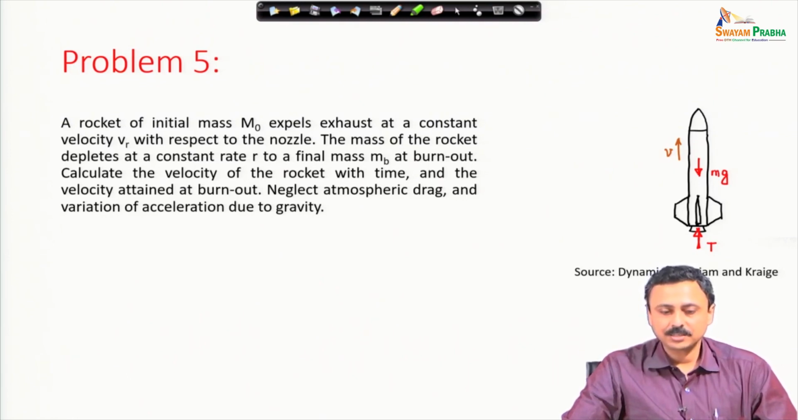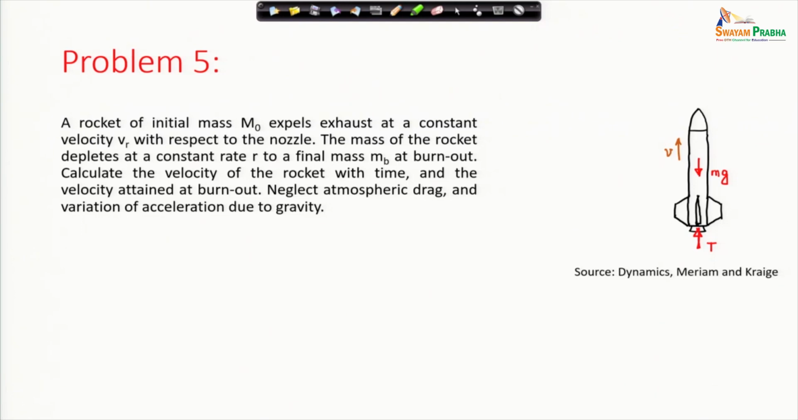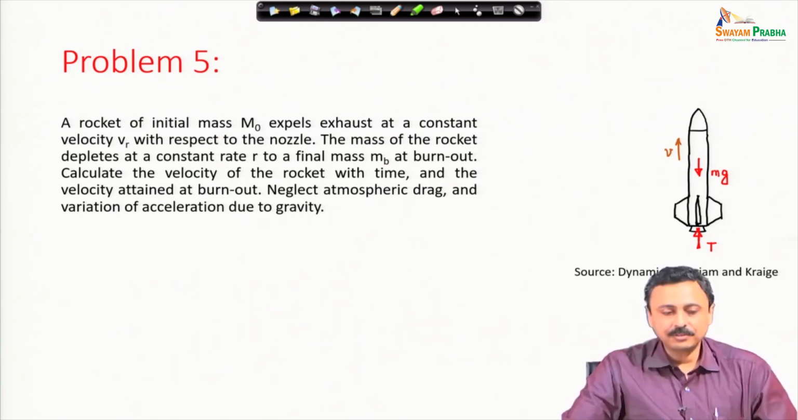A rocket of initial mass capital M naught expels exhaust at a constant velocity v sub r with respect to the nozzle. So, this is a relative velocity of exhaust with respect to the nozzle or with respect to the rocket. The mass of the rocket depletes at a constant rate r to a final mass m sub b at burnout. Burnout is the state where all the fuel has been exhausted. So, that is called the burnout. Calculate the velocity of the rocket with time and the velocity attained at burnout. Neglect atmospheric drag and variation of acceleration due to gravity.